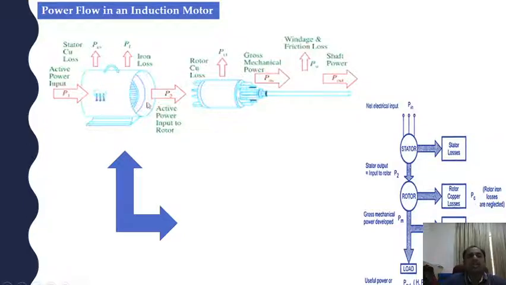Now this is the stator, and the stator is stationary. Remember, when you give the input, P1 is the input, and two losses are produced in the stator: stator copper loss and stator iron loss. Another one is the output of the stator, that is P2.